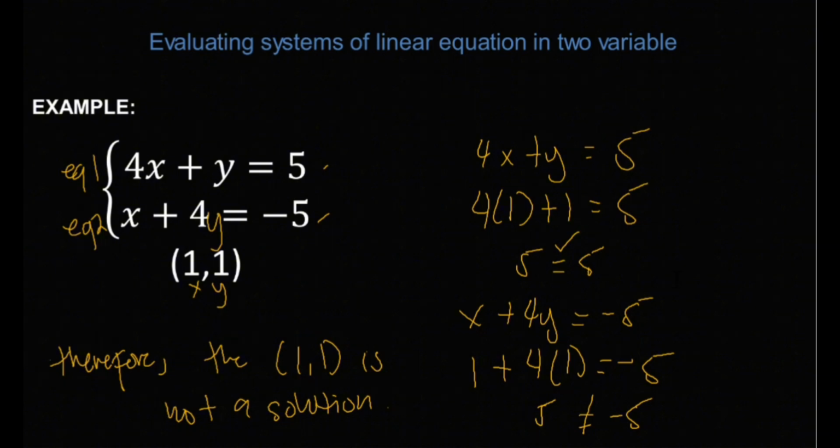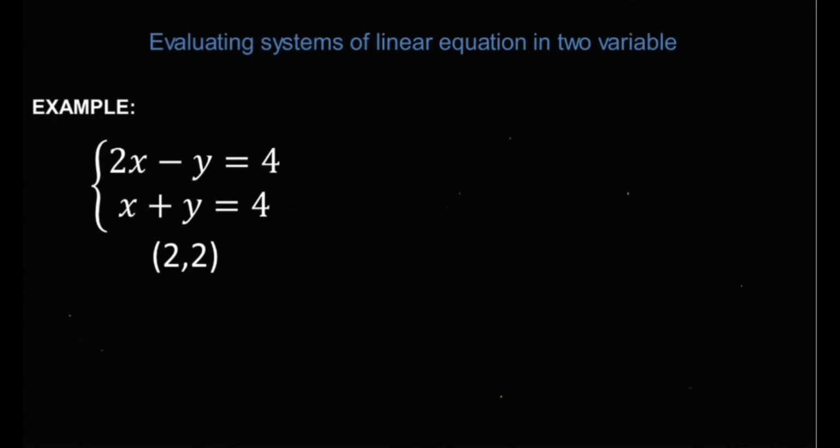Okay, now let's go ahead and try another example. Example number 2: 2x minus y is equal to 4, x plus y is equal to 4. Determine if the given point (2, 2) is a solution to your system. So again, let's substitute first into your first equation, followed by your second equation.